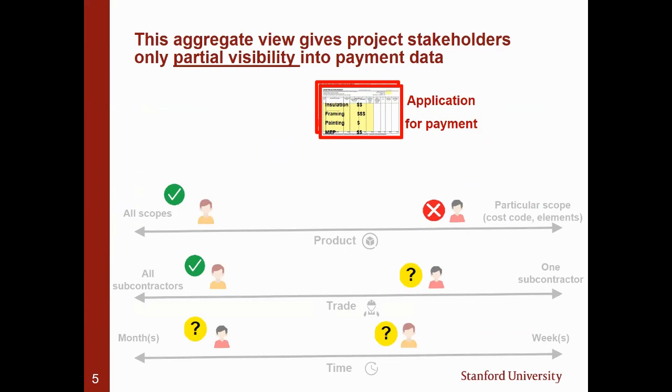McKinsey & Company actually identified that if we are able to improve contracting practices, we can improve productivity. There's a lot of problems that happen when we have partial visibility, lack of trust, and this leads to late non-payments.